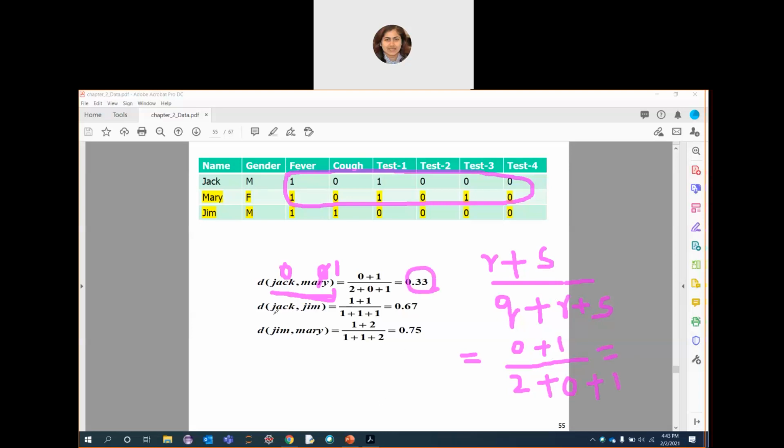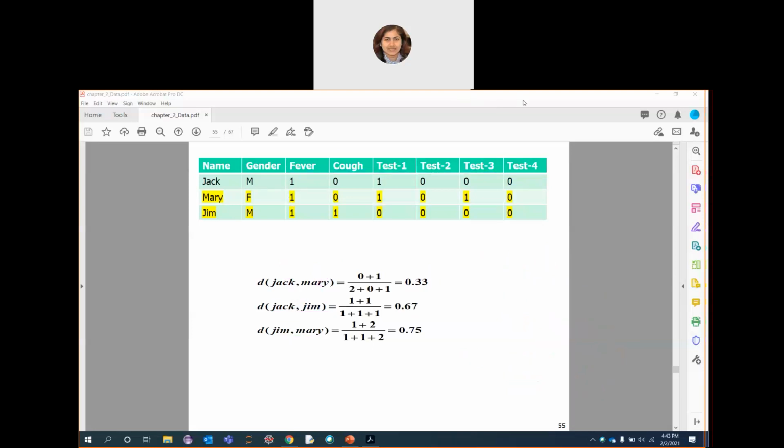So like that, can you find for Jack, Jim and Jim, Mary? You just have to go through the R, S, Q, all these values, then you will be able to find out the proximity measure. Any question in this?